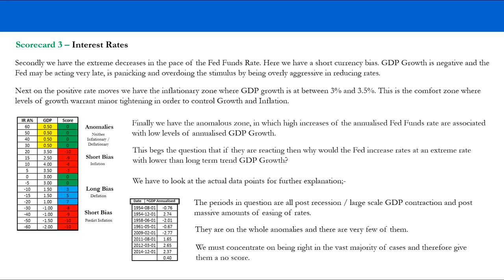We have a look at the data and we scorecard as best we can in the vast majority of cases, and we do it systematically. So we stick to the systematic process. And if we have anomalies which are in the significant minority, then we just have to give them no credit. What we have to do when building out systematic processes in trading and portfolio management is basically concentrate on being right in the vast majority of cases. So we basically just give them no credit.